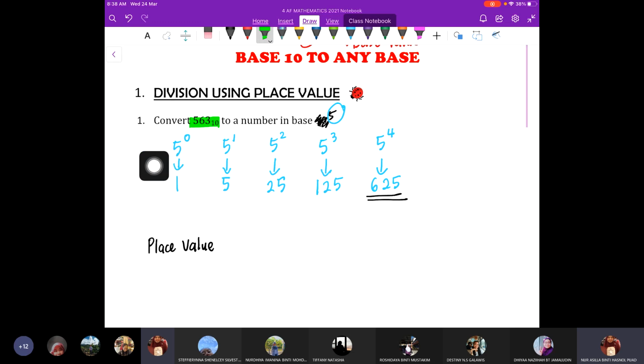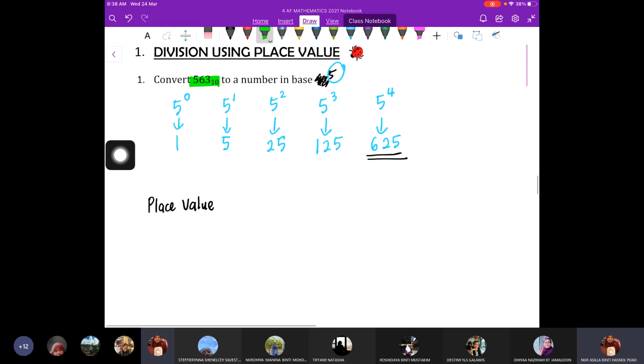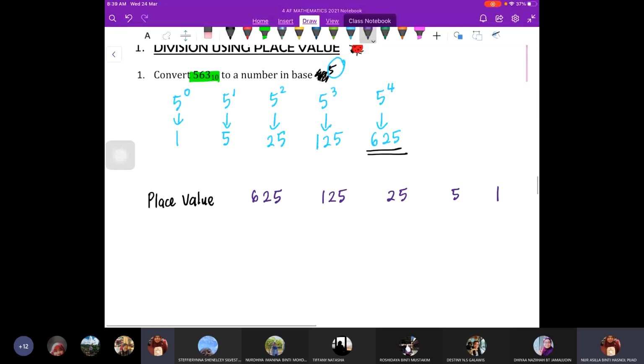Okay, so dah dapat begitu, kamu terbalikkan dia. So place value you will write first adalah 625, and then kita akan tulis 125, 25, 5 dan 1. Okay, dia terbalikkan je. And then dia kat situ step macam mana kita dapat base 5. Okay. How? Saya tulis sini lah. So how is like this.